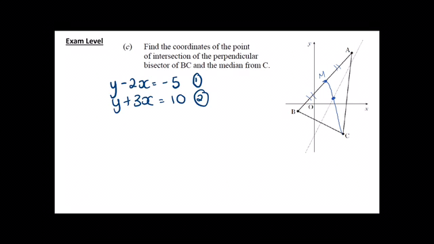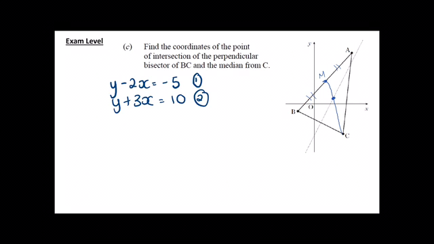So in part A, we found that our first equation was y minus 2x equals negative 5, and our second equation was y plus 3x equals 10. So remember, I set them up specifically for using them in simultaneous equations. If you do your simultaneous equations differently, then obviously you would have yours set up differently as well.